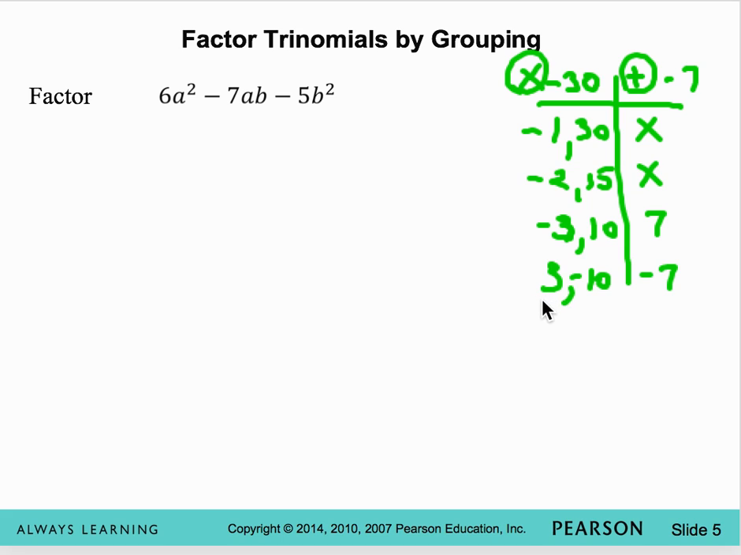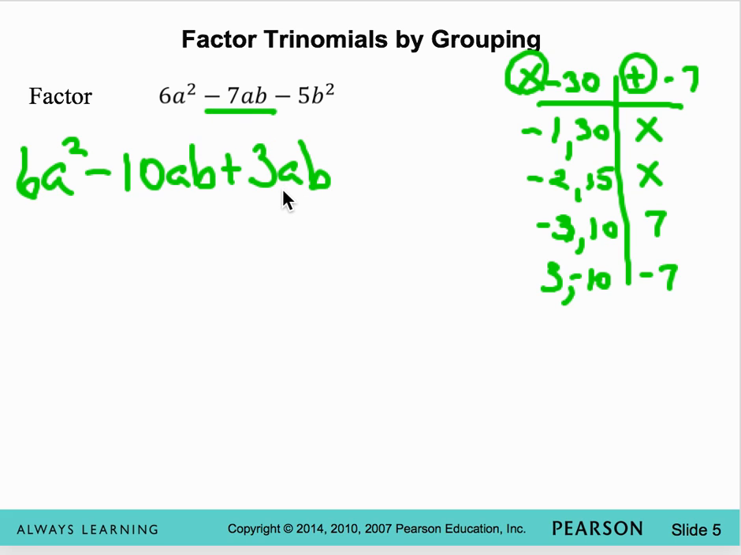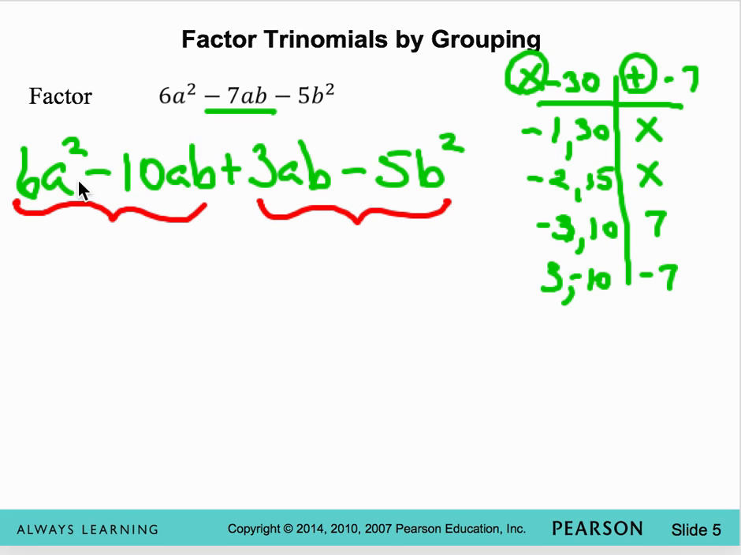All right. So I'm going to rewrite this problem. 6a squared minus 10ab plus 3ab. All I'm doing is changing minus 7ab into two terms. The rest of it stays the same, because now I can factor it by grouping. I can take out a 2 and an a from these first two terms. That leaves 3a minus 5b.